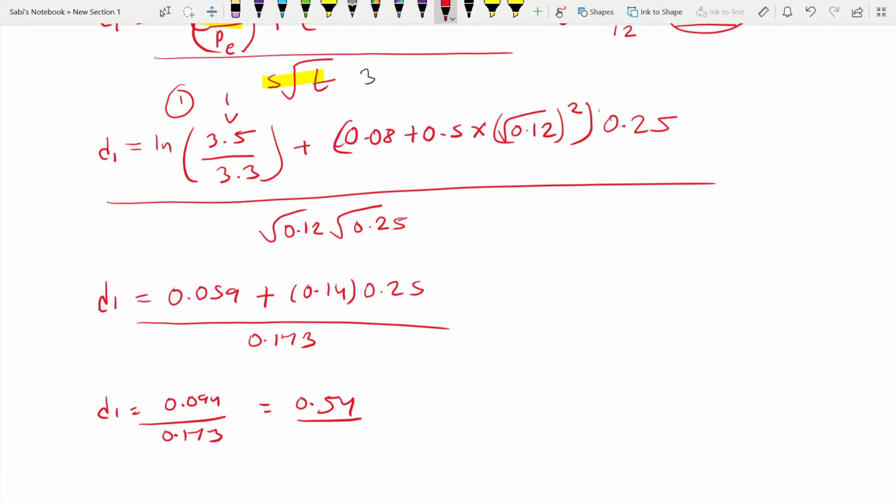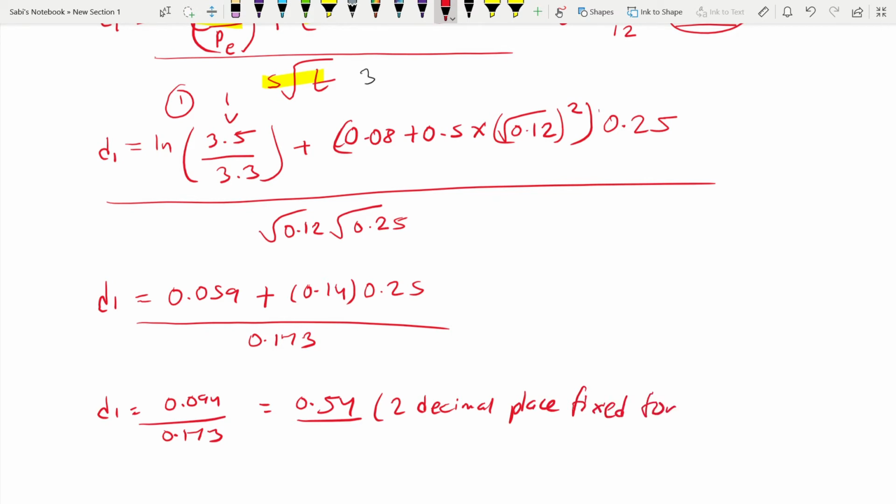2 decimal places. I will show you later, because when you use the standard normal distribution table, more than 2 figures you cannot find. You have to write it in 2 decimal places only. Even if it is 0.537, it is 0.54. Not 1 decimal place, not 3 decimal places, 2 decimal places. Let me write it. 2 decimal places fixed.